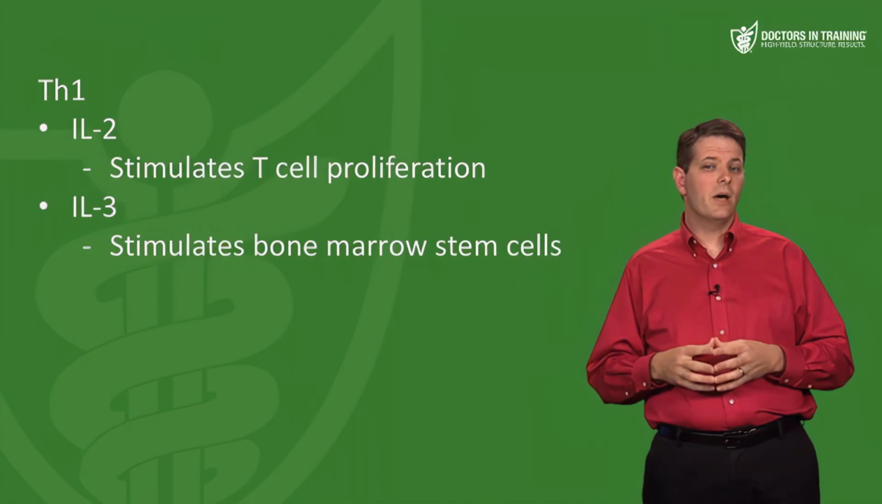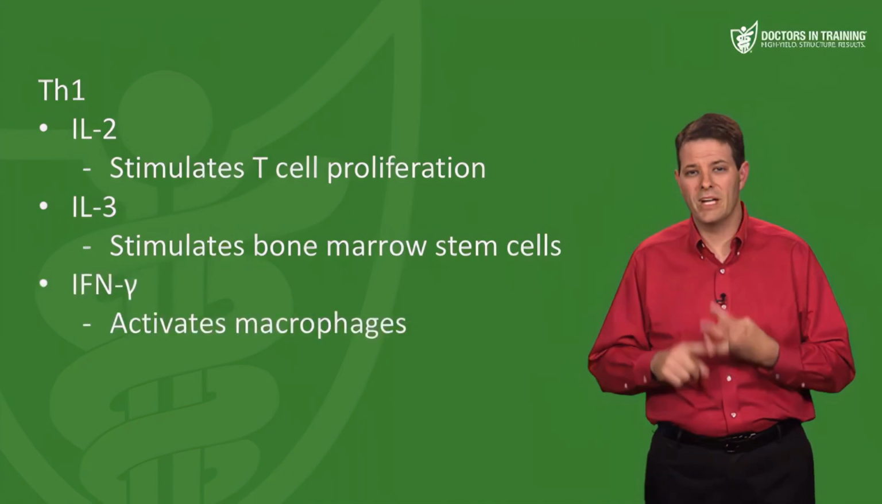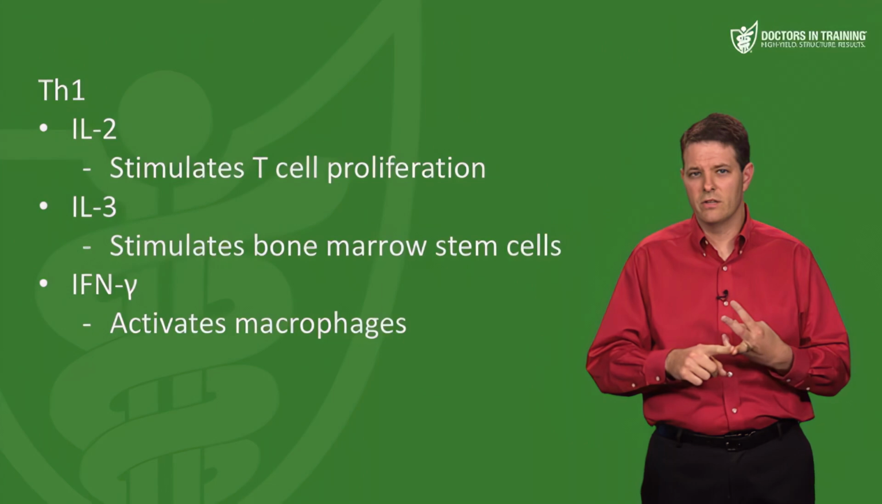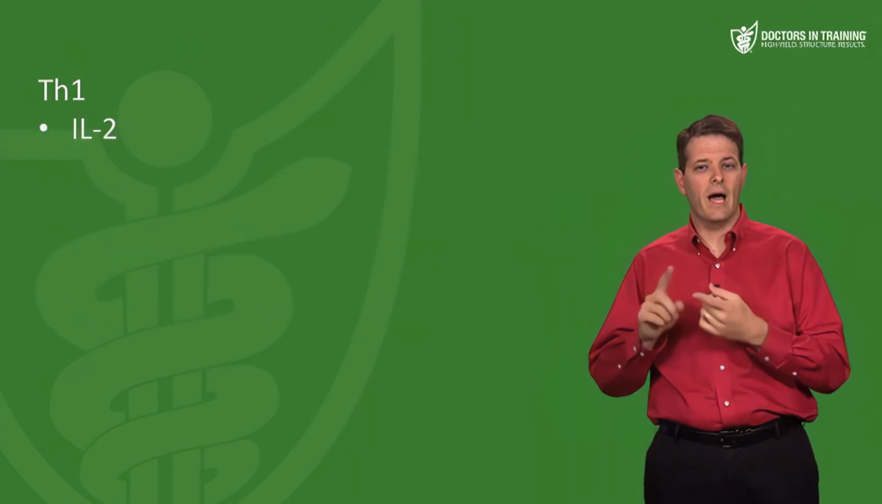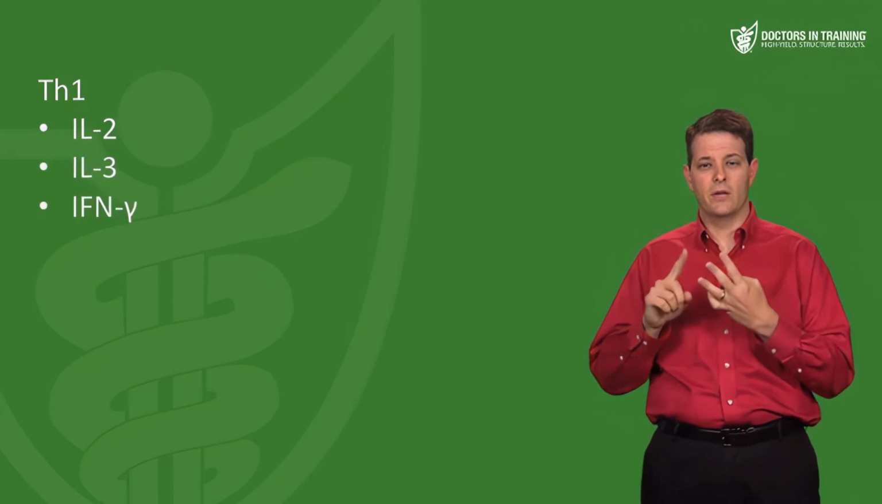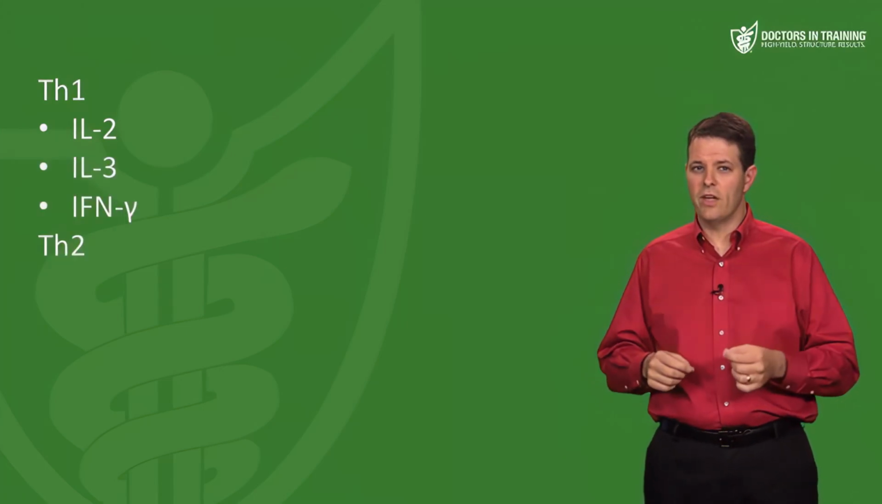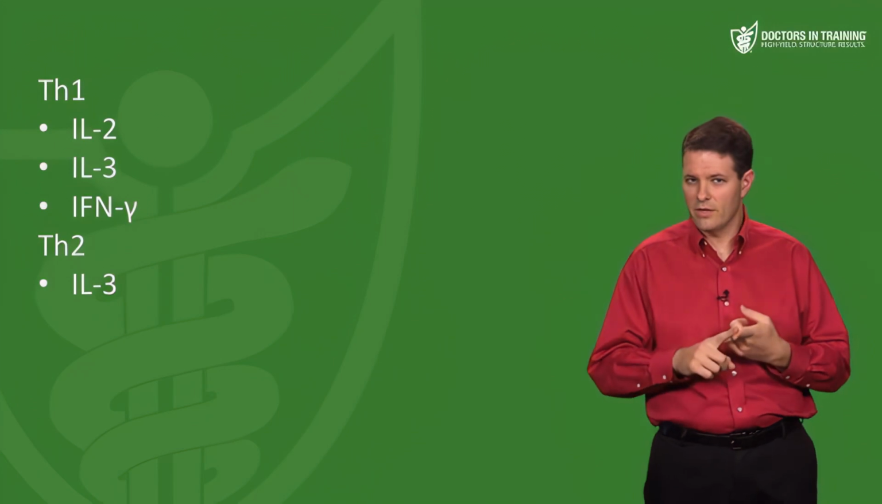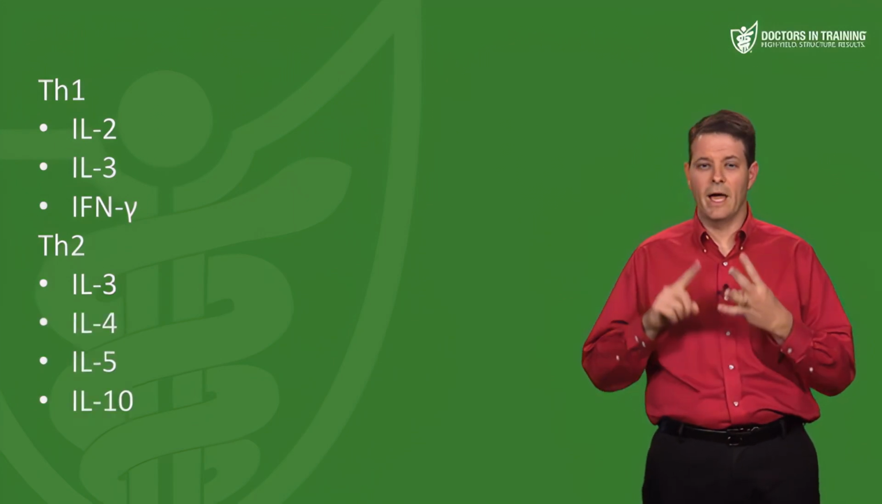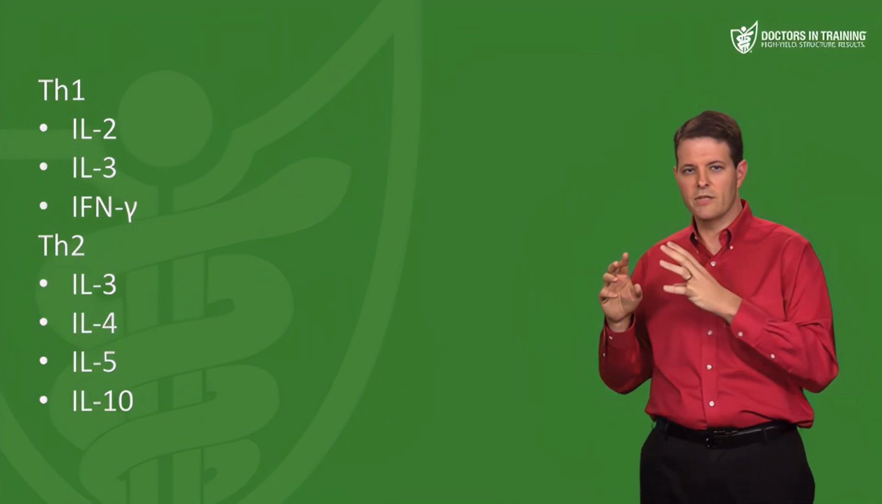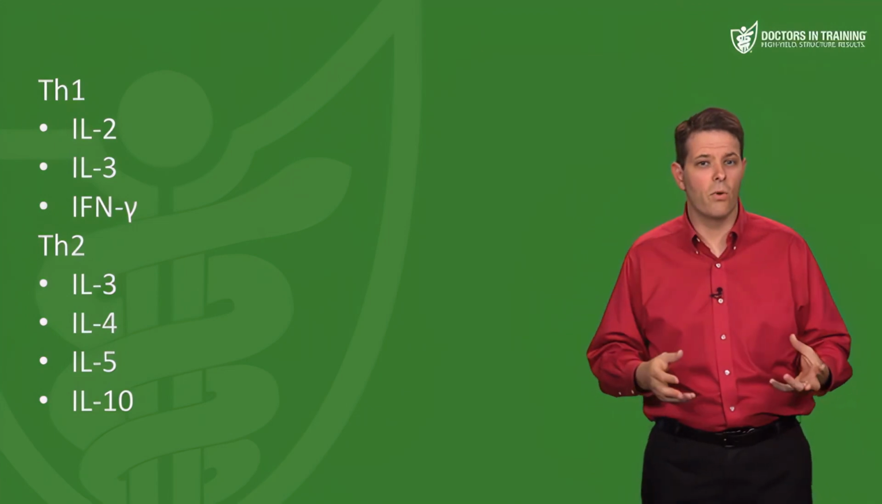And we talked about how T helper 1 cells make interferon gamma, which activates macrophages. We're going to come back to the other interferons in just a moment. So again, T helper 1 cells make IL-2, IL-3, and interferon gamma. T helper 2 cells make IL-3, just like T helper 1 cells did, plus they also make IL-4, IL-5, and IL-10. So we just looked at the function of IL-3, but how about IL-4?